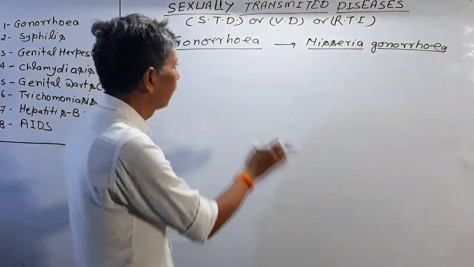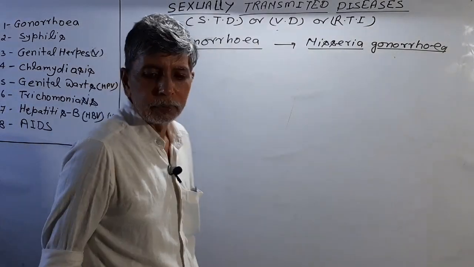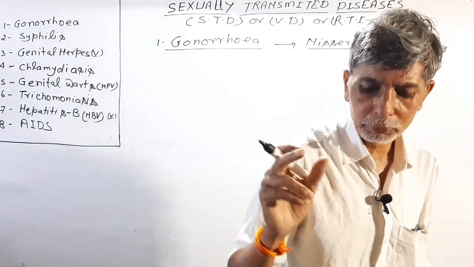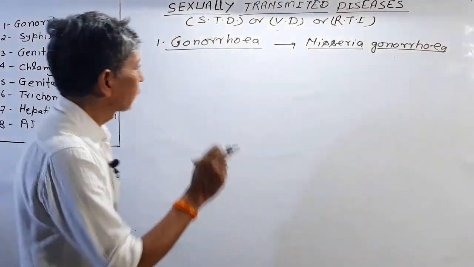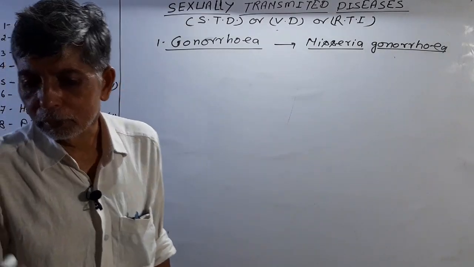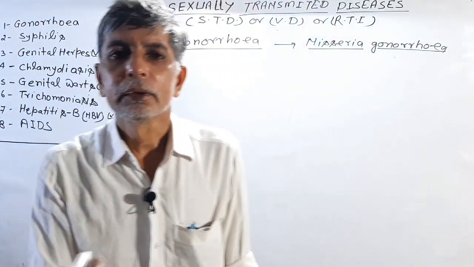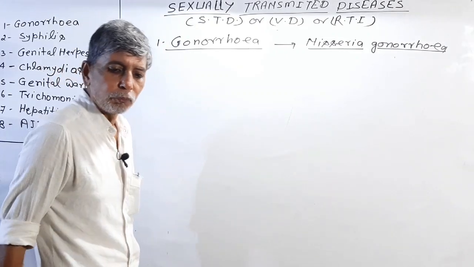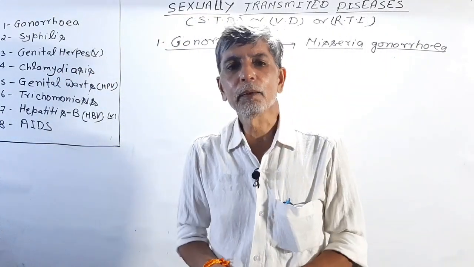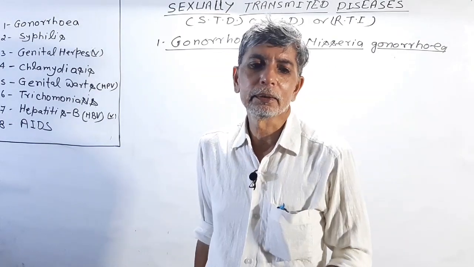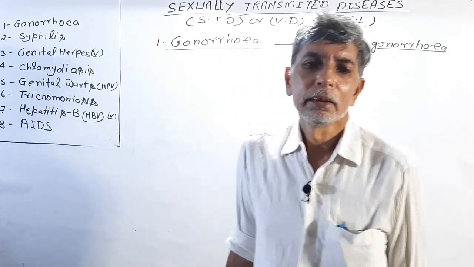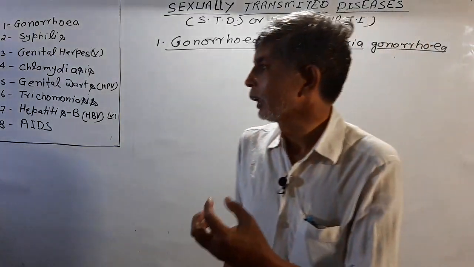These bacteria transmit from one person to another, male to female, male to male, female to female, by sexual intercourse. If one partner is affected, then the other partner is also affected. What is the symptom? There is a bad odor in the secretions of the sex organ; the sex organ releases a bad-smelling fluid.